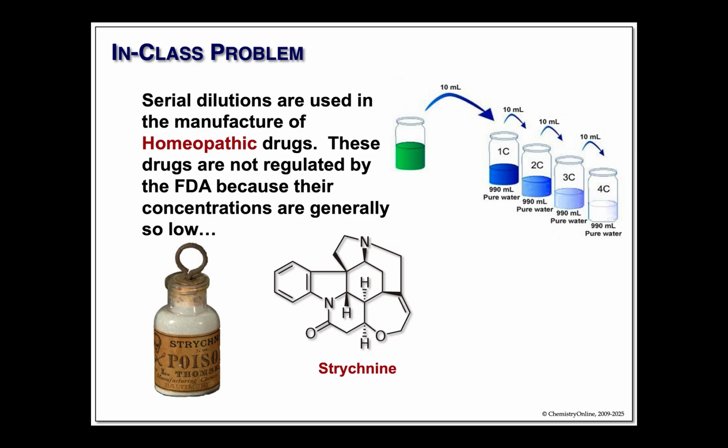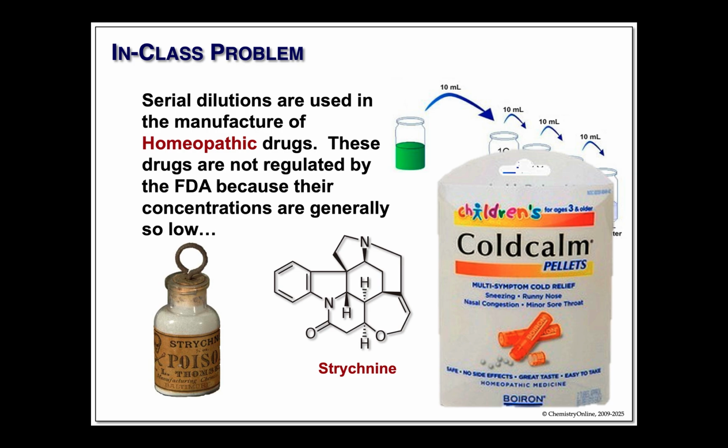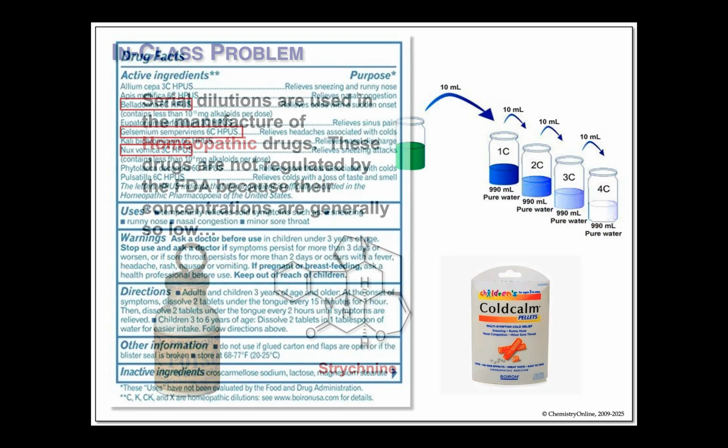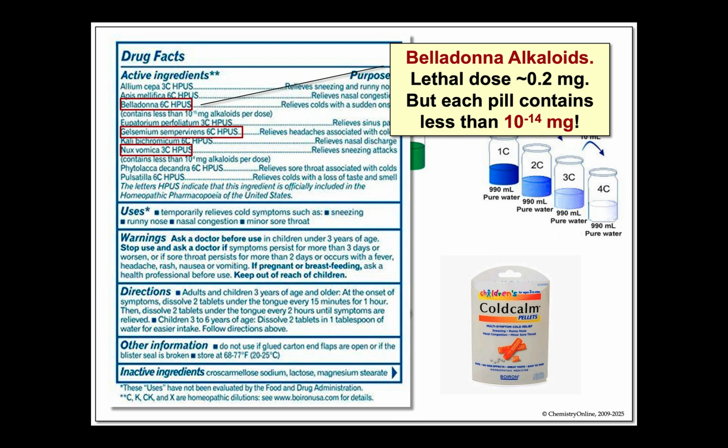Yes, you can. It's a little compound called Coldcalm. Children's Coldcalm. So if you have a child and they're keeping you up all night coughing, you can take these little pills and give them to them. It won't really do anything for the cough, but it makes you feel good giving them strychnine and keeping you up all night. The ingredients: belladonna alkaloids. Those are really nasty things. Lethal dose is 0.2 milligrams. That's like a grain of salt. Each pill is less than 10 to the minus 14.